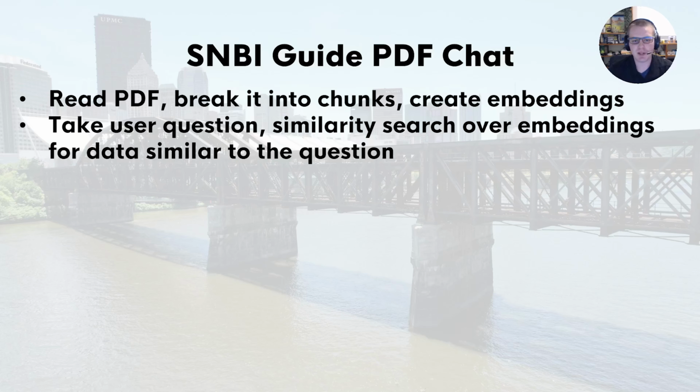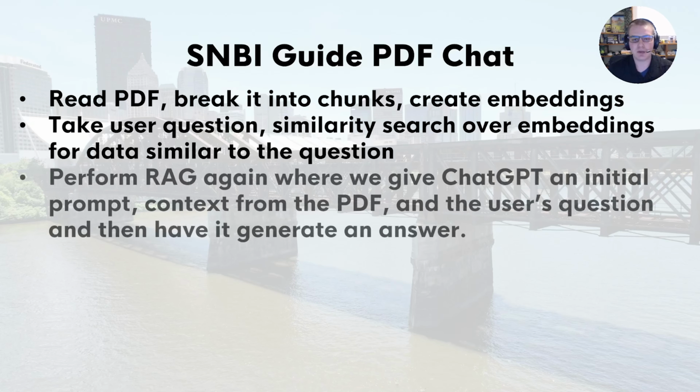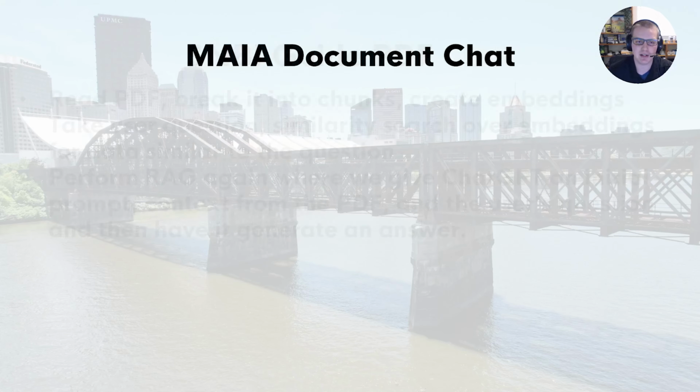and answer questions. We take the user question, perform a similarity search to get relevant information from those embeddings, and then put that into the question that we send to ChatGPT so we can get the answer. Again, we perform RAG where we give ChatGPT an initial prompt, context from the PDF, and the user question, and have it generate an answer.